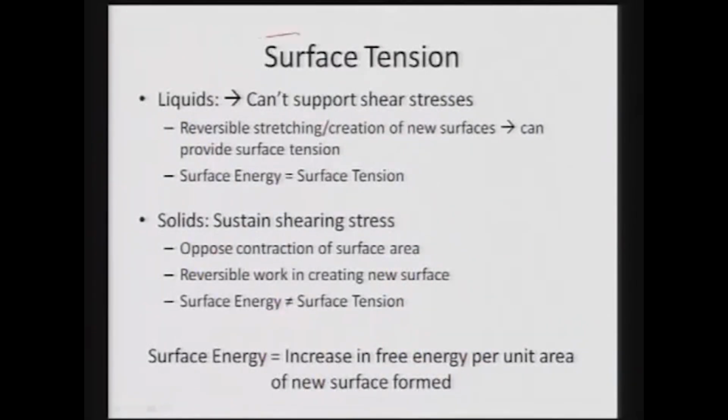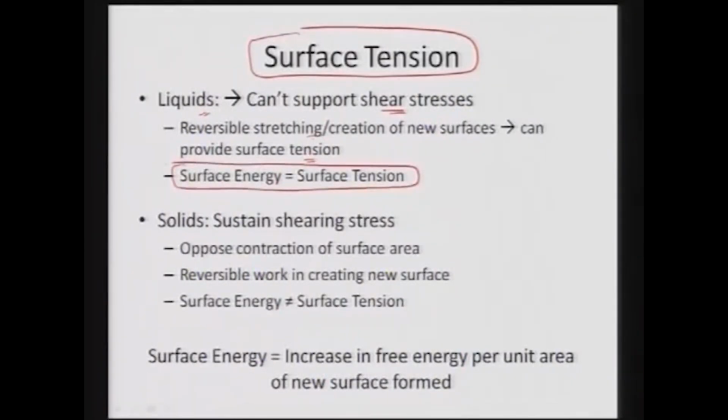So basically surface tension can be defined thus: liquids can't support shear stresses. So reversible stretching or creation of new surfaces can provide surface tension. So surface tension is being generated because of the reversible stretching of the new surfaces. So for liquids, we can see that surface energy is equal to surface tension, because there is no change in the surface tension because of the application of stresses. So for liquids the surface energy is equal to surface tension.